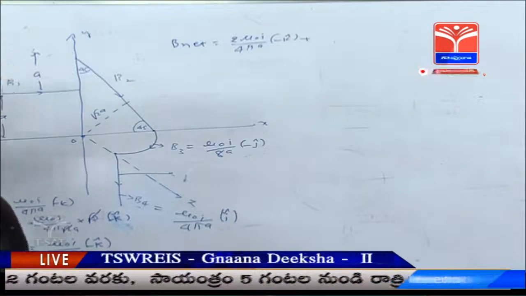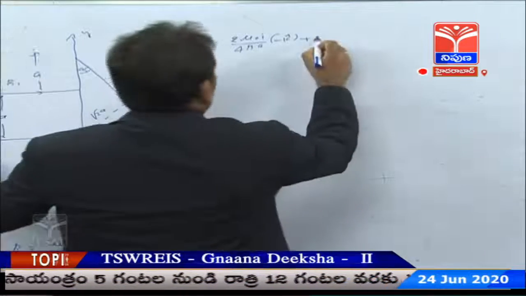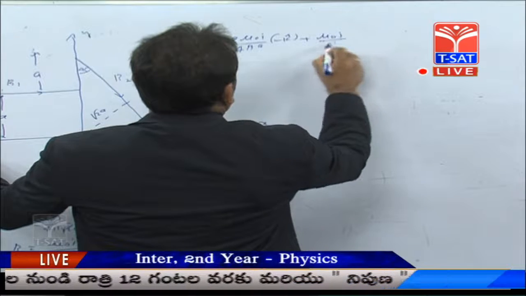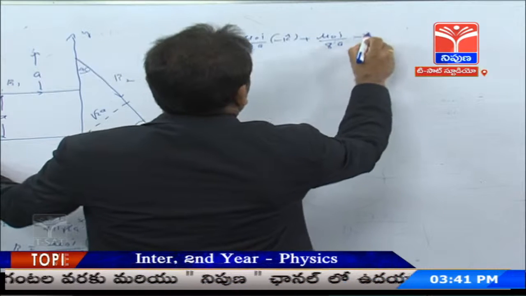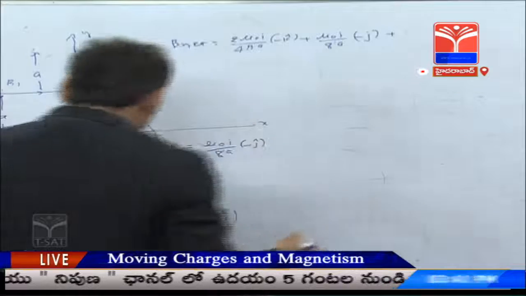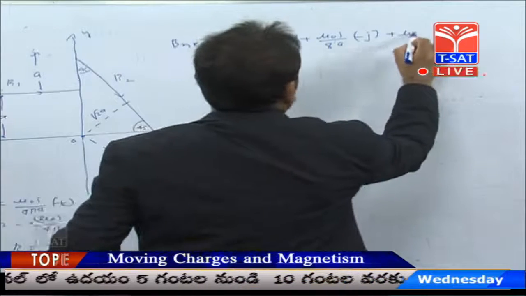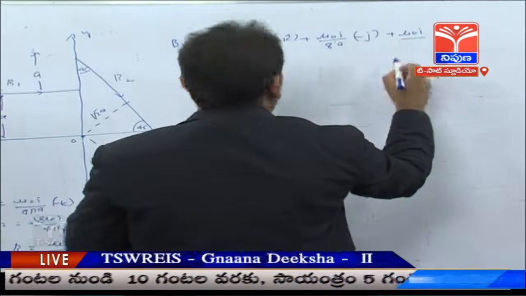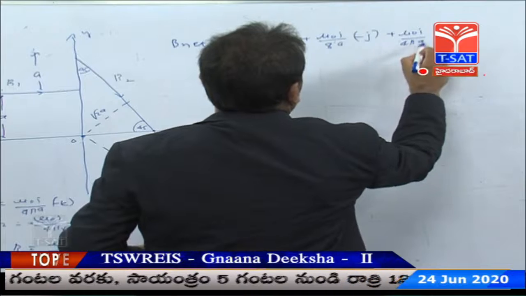Next, B3 is there. B3 is nothing but mu naught I upon 8A in the minus j direction, plus B4, which is mu naught I upon 4 pi A.